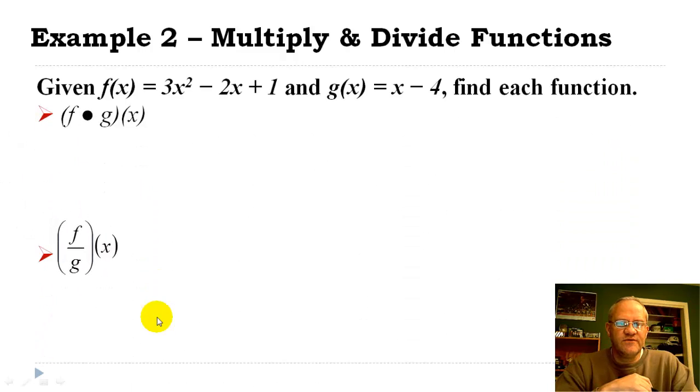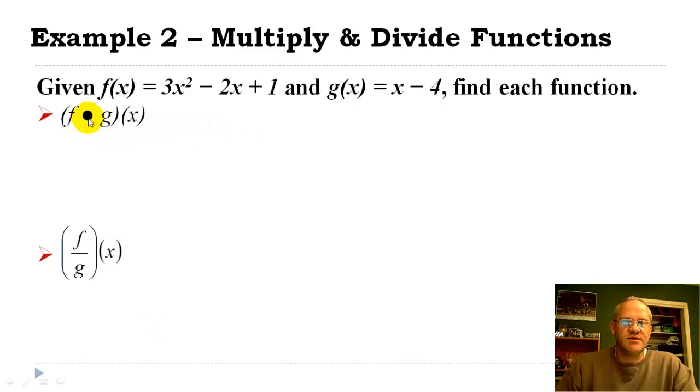All right, multiplying and dividing. Okay, same kind of things here. Now, if it says f times g, this is supposed to be multiplication. It's maybe a little big for multiplication, but that's multiplication. So we're just going to multiply the two together. So that means I'm going to have here 3x squared minus 2x plus 1 times x minus 4. So when we're multiplying a trinomial times a binomial, we just make sure we distribute this x to everything and the negative 4 to everything. That's all we need to do there.